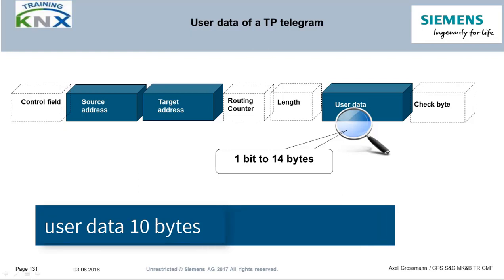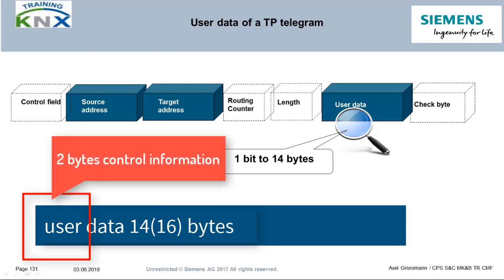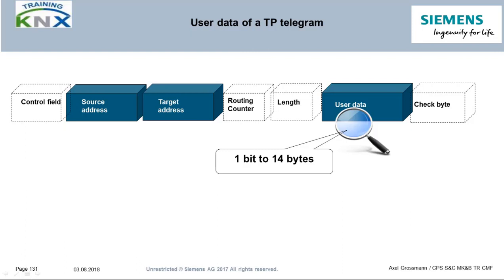Also, the maximum length of the useful user data is not 16 but 14 byte. The reason here is that the receiver also needs control information about the usage of the received data. The first 2 bytes of the user data are this control information. This must not be mixed up with the control field at the start of the telegram. More details you will learn in the chapter Bus Telegram.